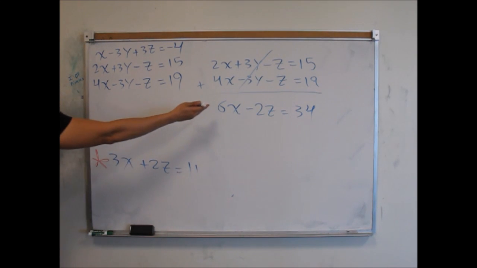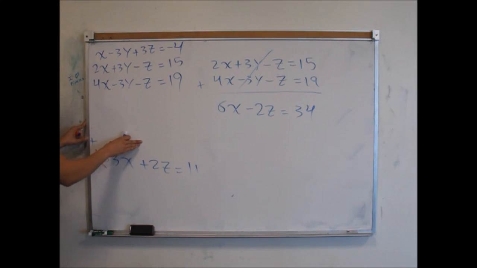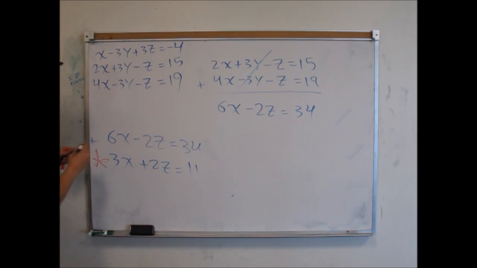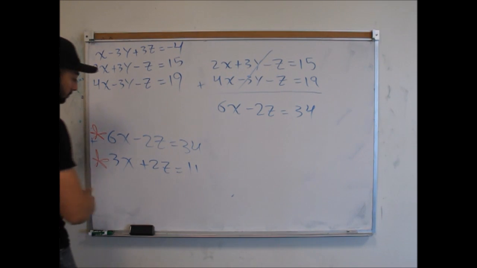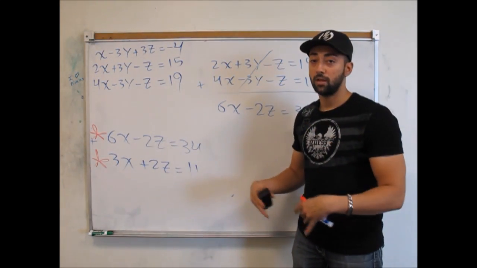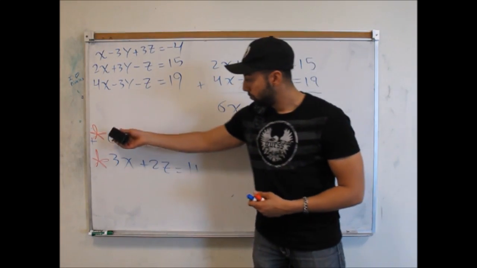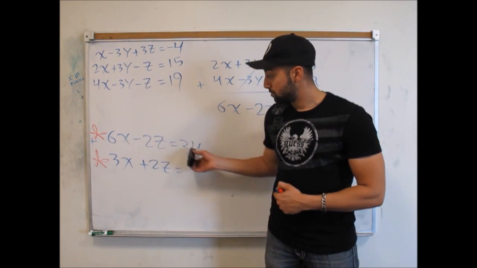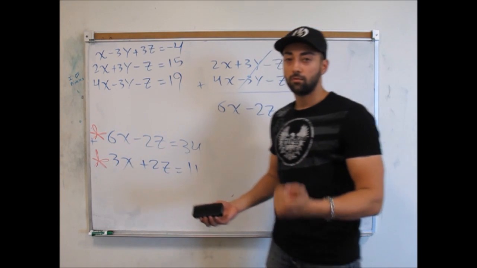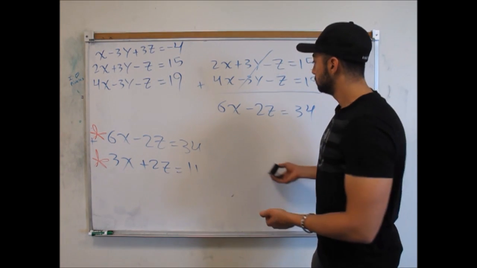I'm just going to write this equation right next to this one: 6x minus 2z is equal to 34. And I'm going to put a star by it. Because I'm erasing this stuff, but when you're writing this down on your paper, it gets very messy. So just put a little star by the special equations that you're going to work with, because those are the most important ones that we're going to be dealing with.